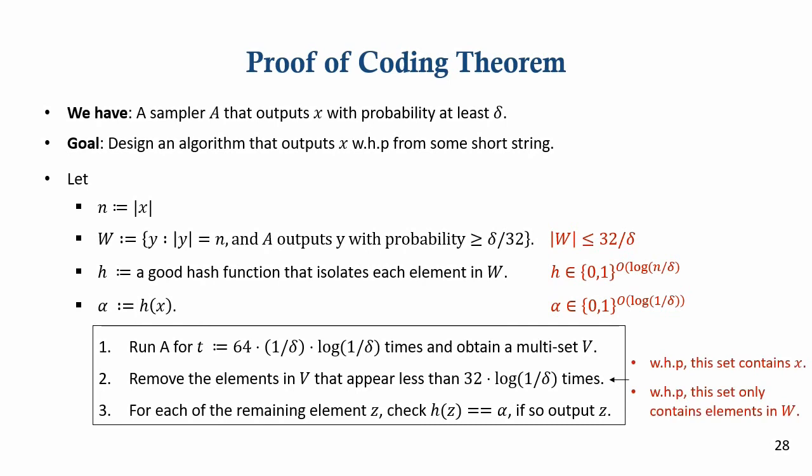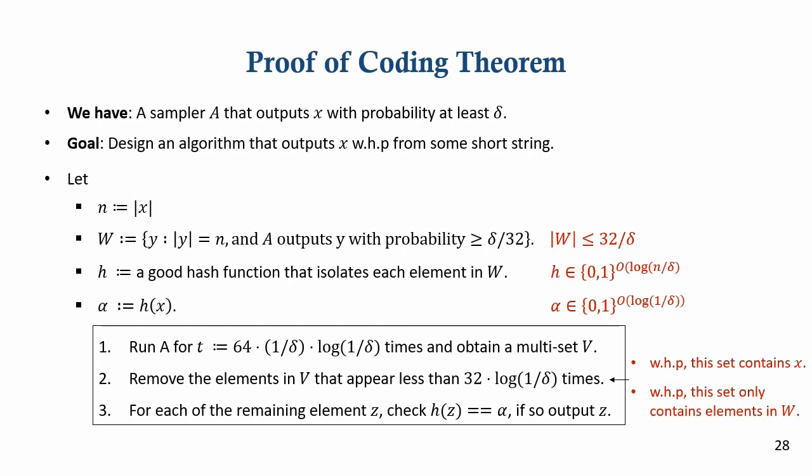Let's make a couple of observations here. Since A outputs X with probability at least delta, if we run A t times by our choice of t, the number of appearances of X in the set V should be above the threshold with high probability. And this can be shown using standard concentration bound. And on the other hand, if a string is not in the set W, then the probability that A outputs it is small, like less than delta over 32. So it is unlikely that such a string appears too many times in the set V. Again, using standard concentration bound, we can show that after removing the strings whose number of appearances are below the threshold, we are only left with strings that are in W.